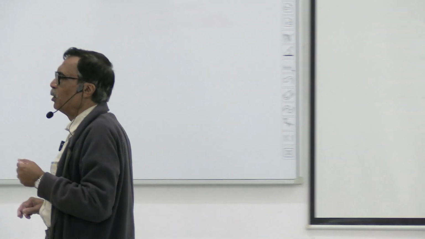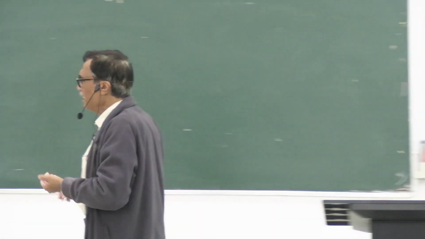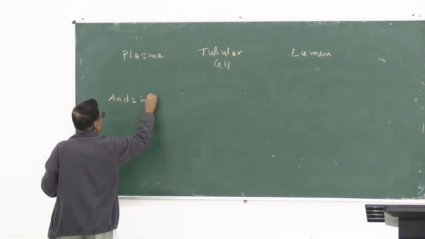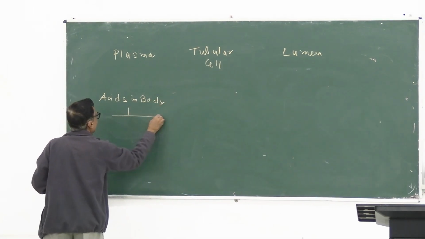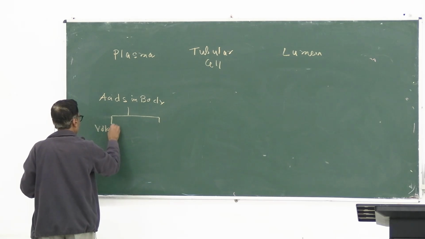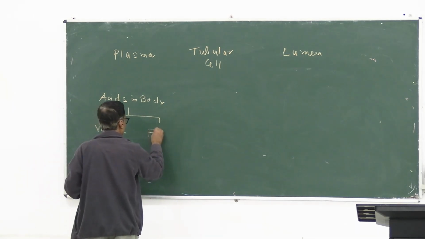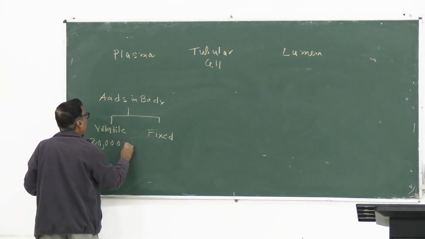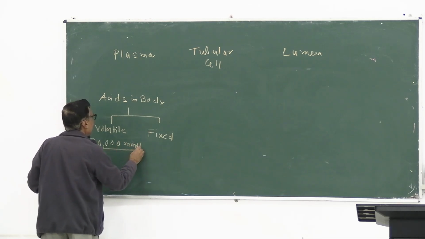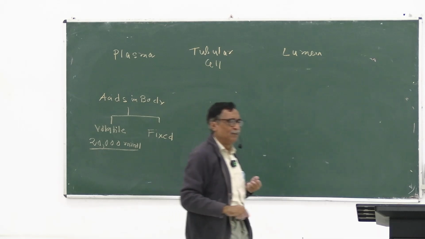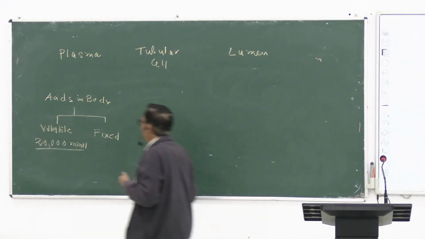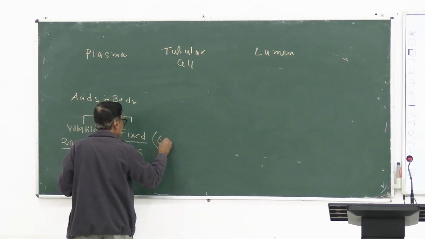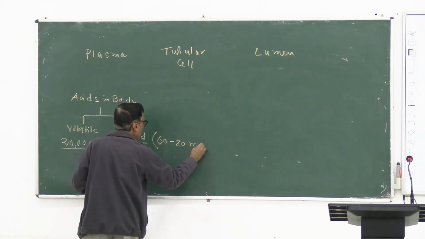Carbonic acid is produced in a very large amount by respiration. Let me tell about the acids in our body: one is fixed, one is volatile. The amount of volatile acid is much higher, about 20,000 millimole, because it is formed by carbon dioxide. Fixed acid is the sulfuric acid, very little. Its amount is about 60 to 80 milliequivalent or millimole, whatever you call.